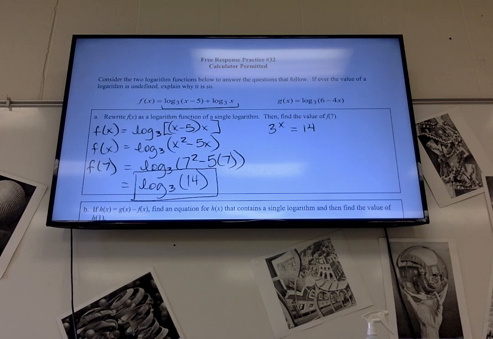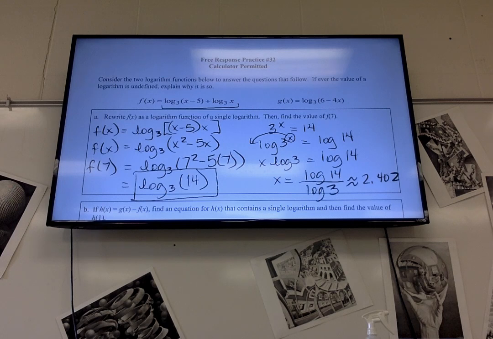There you go. So you can get it this way, because you would just take the log of both sides, put the x out in front, divide by log 3, and that is like 2.402.